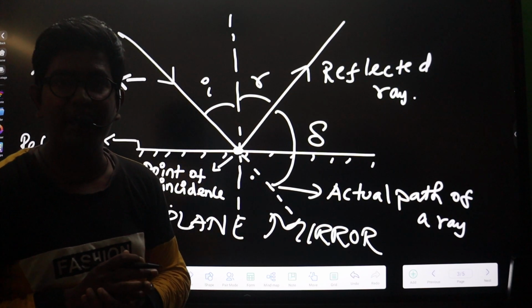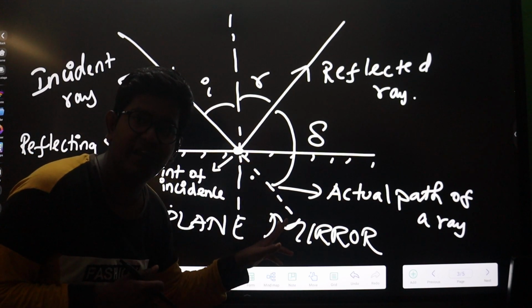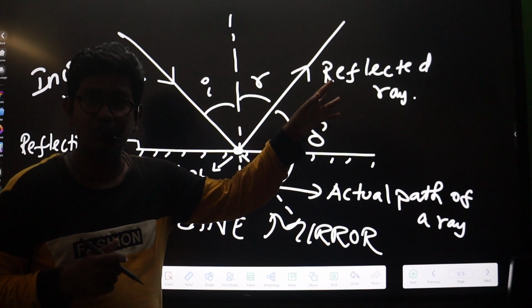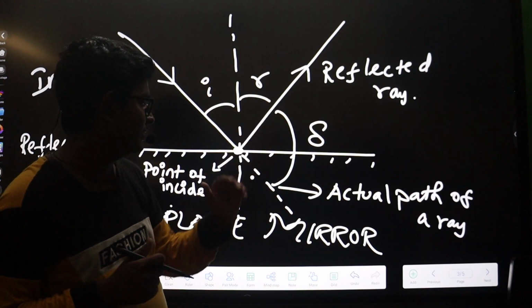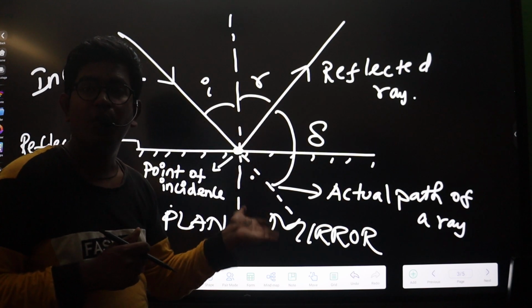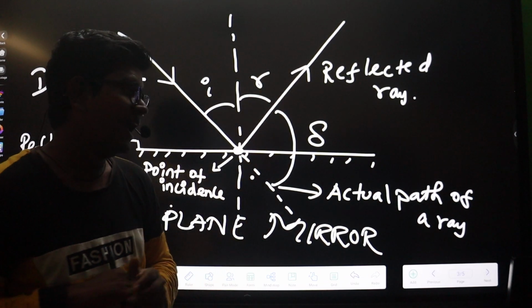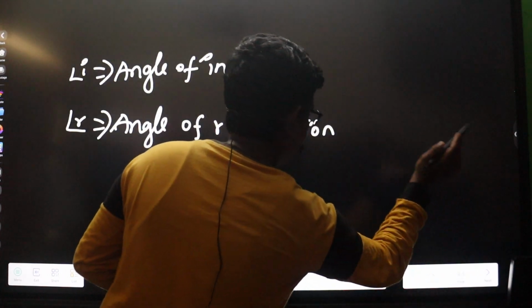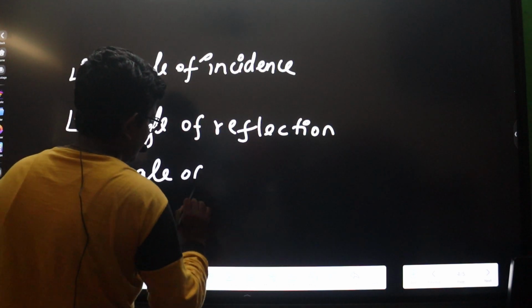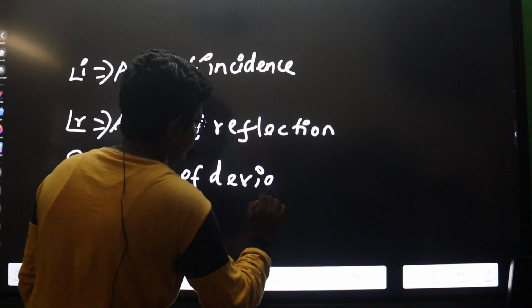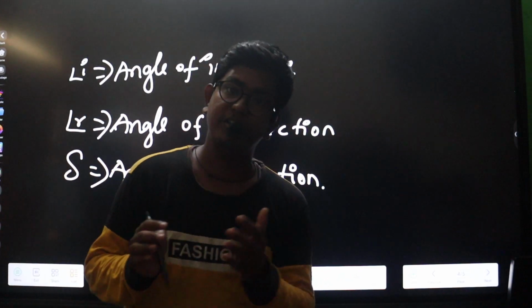We can make a statement of angle of deviation as the angle made between the actual path of a ray and the deviated ray. We can even call the reflected ray the deviated ray, right? Because it is changing its path, right? So the angle made between the actual path of the ray and the deviated ray is known as the angle of deviation, right? So this is the introduction of a plane mirror, and this is the introduction of the reflection.